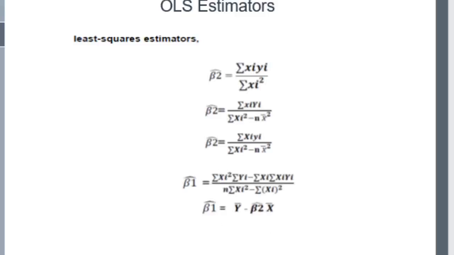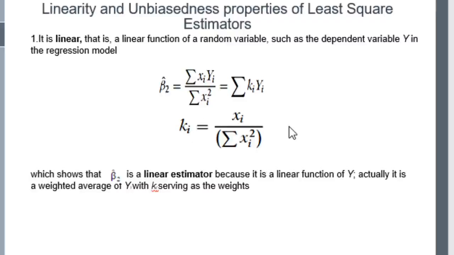From this, we want to prove that the OLS estimators are linear. First, we will examine the linearity of beta 2 cap. Linearity means that it is a linear function of the random variable, that is the dependent variable y in the regression model. Here, we derived beta 2 cap equal to sigma xi yi by sigma xi square. Here the yi is the capital letter Yi. Sigma xi yi by sigma xi square equals sigma ki yi.